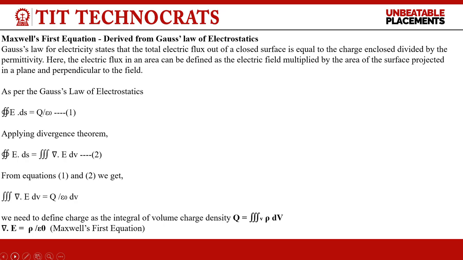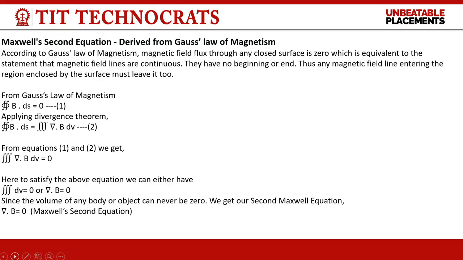dV. We need to define charge as the integral of volume charge density, q is equal to triple integral rho dV, where del dot E is rho upon epsilon naught, Maxwell's first equation.